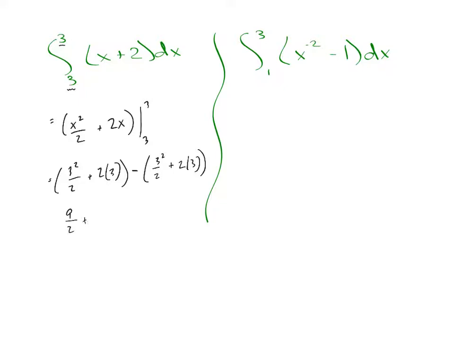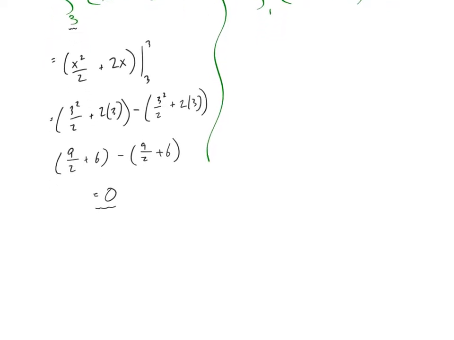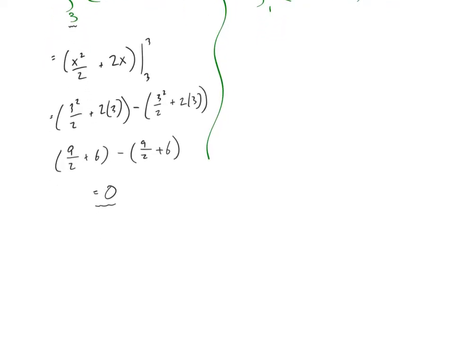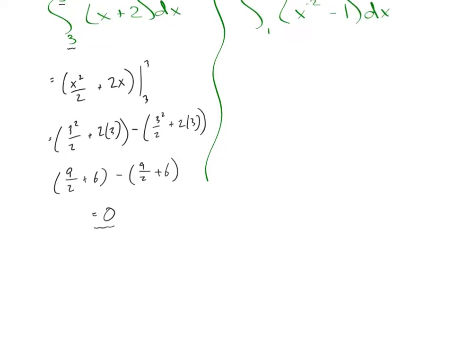9 halves plus 6 for the first parentheses minus 9 halves plus 6 for the second parentheses. Well, that all cancels out and gives you 0, right? Which is strange, but you can have an integral evaluate and leave you with nothing.